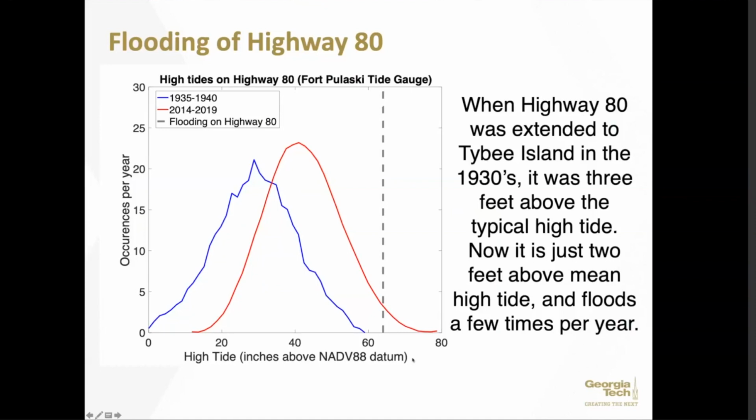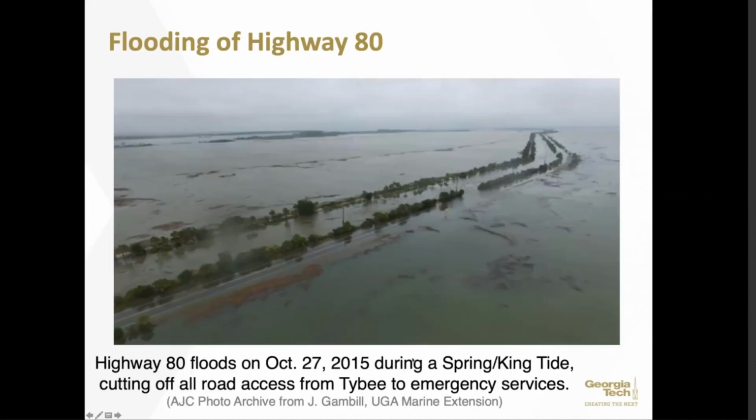and then several times a year, high tides will be high enough, actually this time of year, when there are king tides, which we'll talk about in the next webinar. When you have particularly high tides, they can overtop onto Highway 80. So you can see an example of this from 2015.